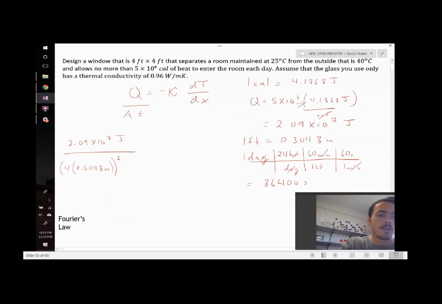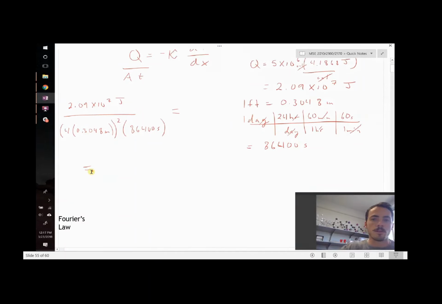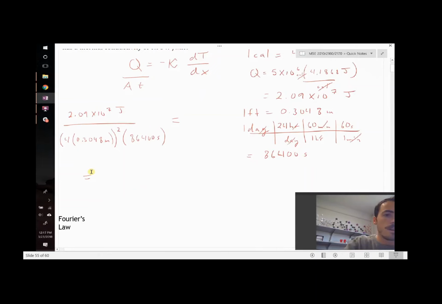That will give us meters squared. And then we have time, 86,400 seconds. So that's the left-hand side of the equation. What will the right-hand side of the equation be equal to? Let's move this up. Well, it's negative kappa, so that's going to be negative 0.96 watts per meter Kelvin.